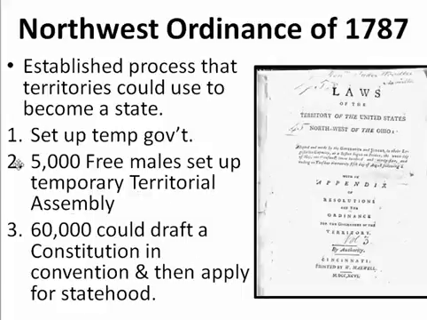And the next step was when 60,000 free males who could vote were in that territory, they could draft a constitution in a special convention there, and then send it to Congress and apply for statehood. Now, how does this process impact the addition of new states? Well, if a territory wanted to become a new state in the United States, it had to follow these 3 steps.